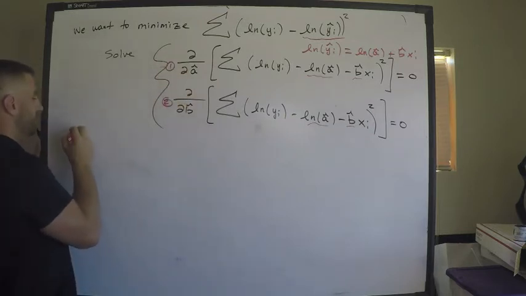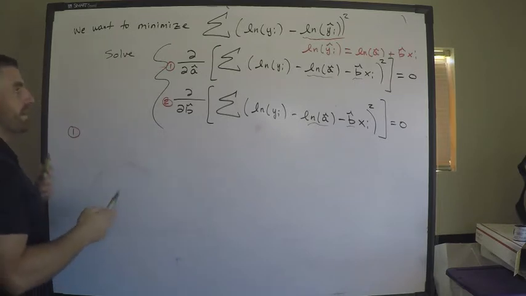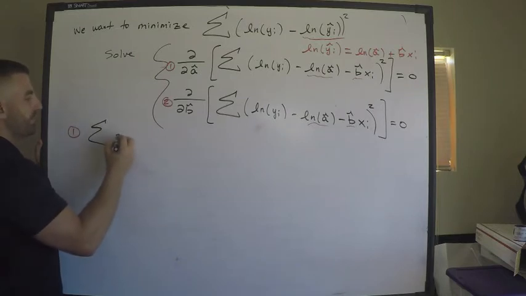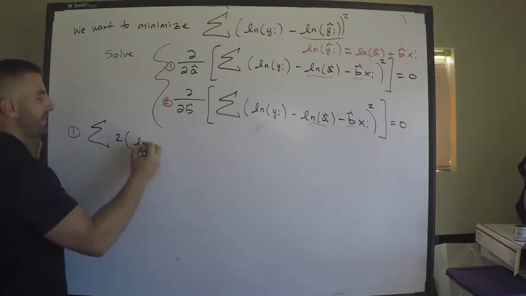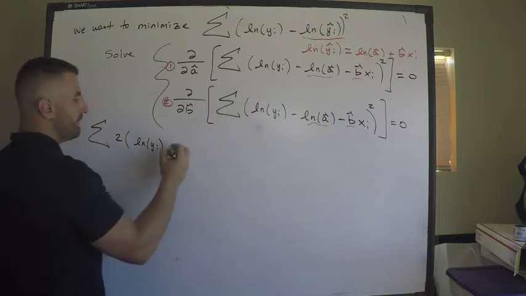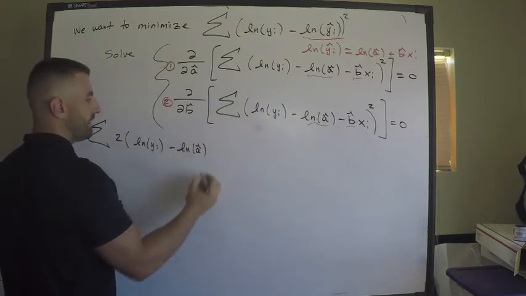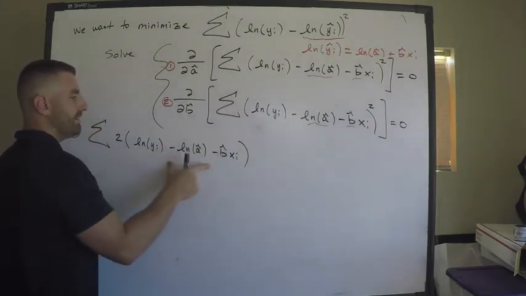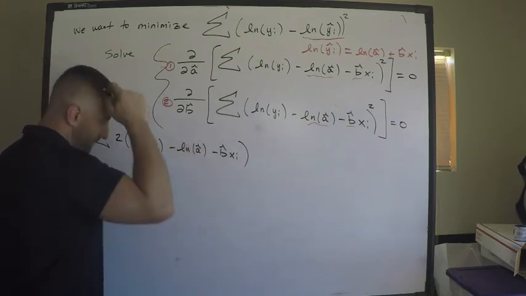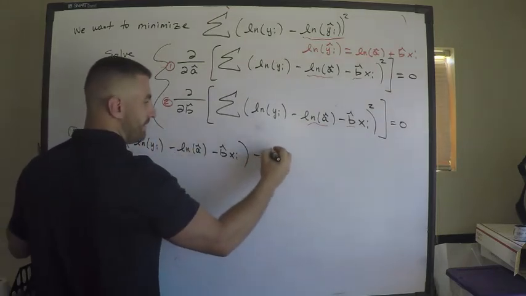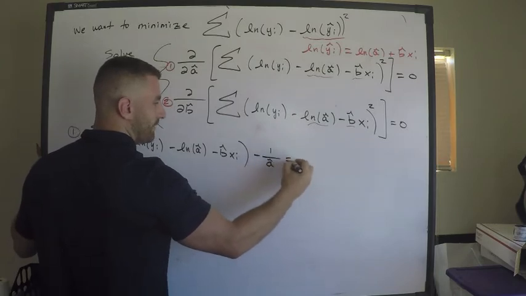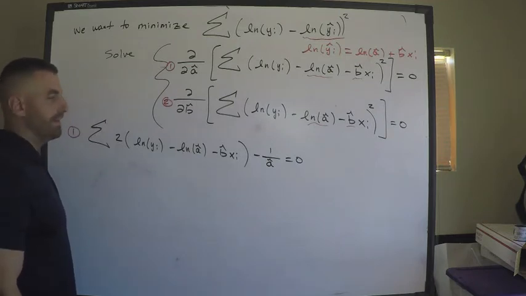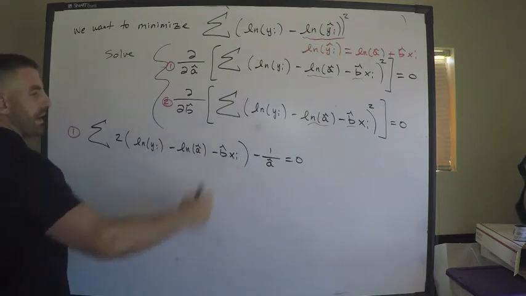From equation 1, take that derivative with respect to a hat and I get the following. I get the sum. The 2 comes down, applying the chain rule. Leave the inside alone, ln of yi minus ln a hat minus b hat xi. So I brought the 2 down, leave the inside alone, times the derivative of the inside. The derivative of the inside with respect to a hat is negative 1 over a hat, and this all equals 0. Remember, the derivative of ln is 1 over the thing inside the ln, 1 over the argument. So this is what I have.